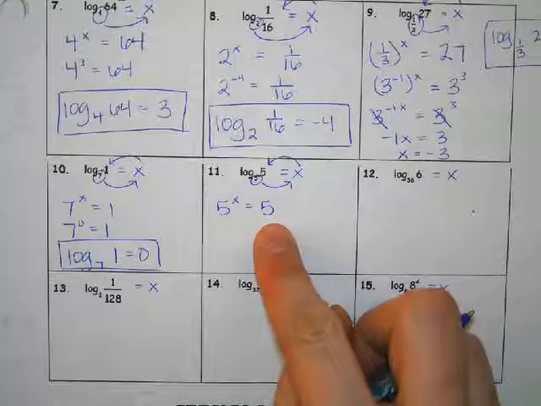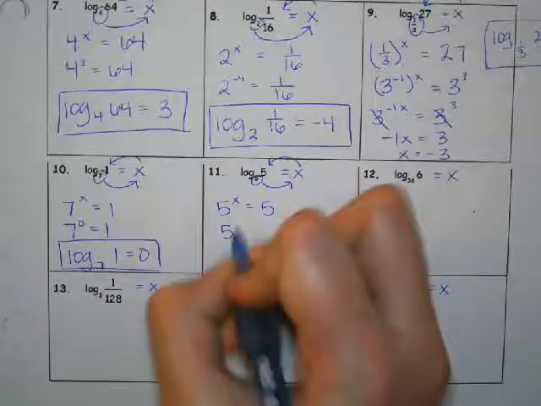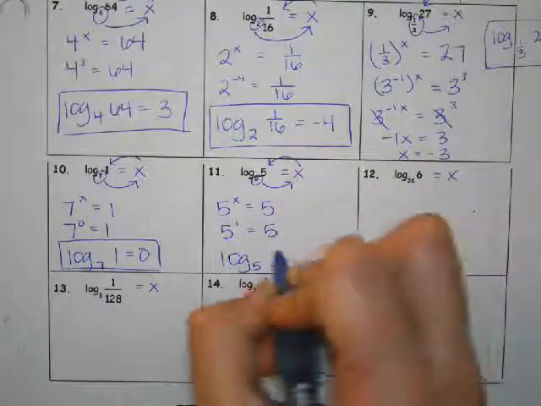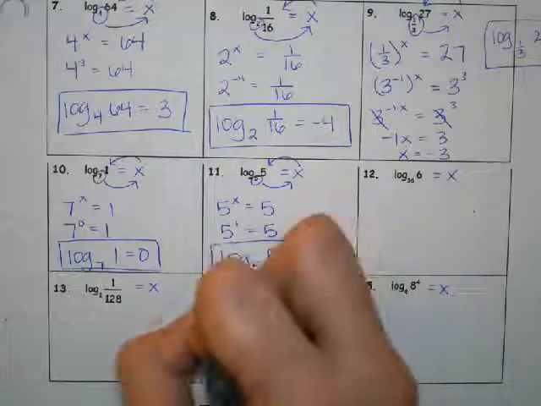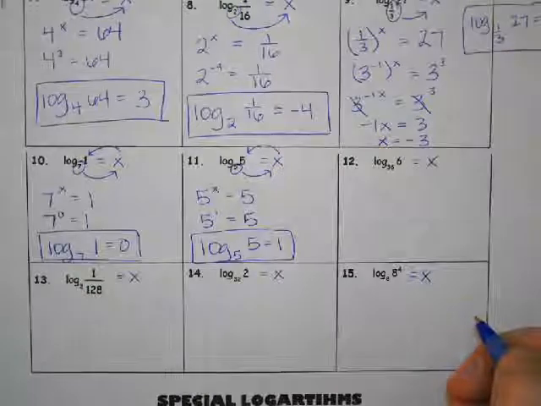So, what do you guys think the answer is for number 11? 1. Yeah. 5 to the exponent of 1 is 5. So log base 5 of 5 equals 1. Number 12 is 1/2, right?